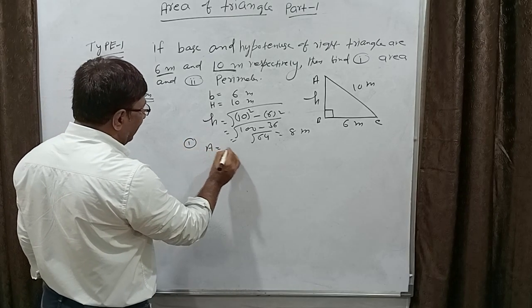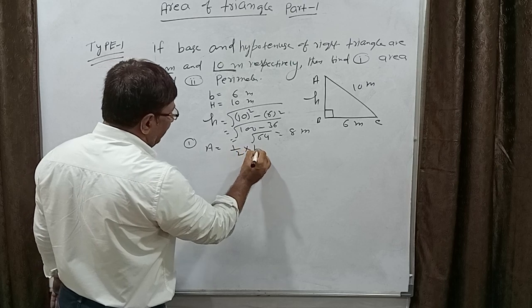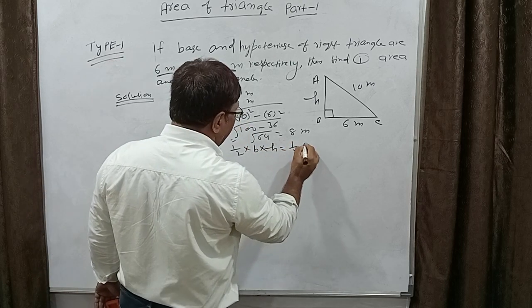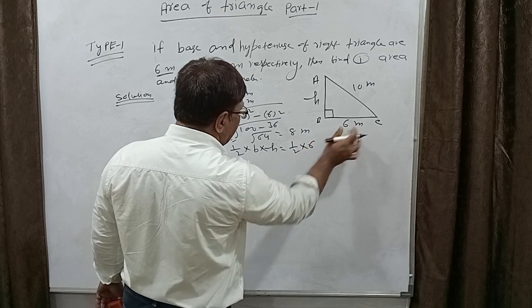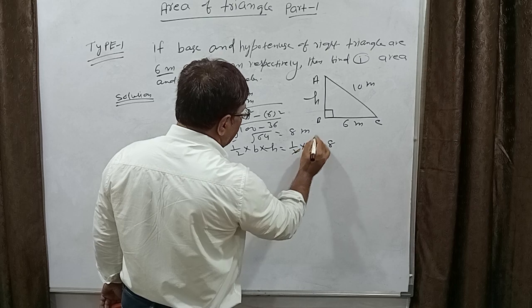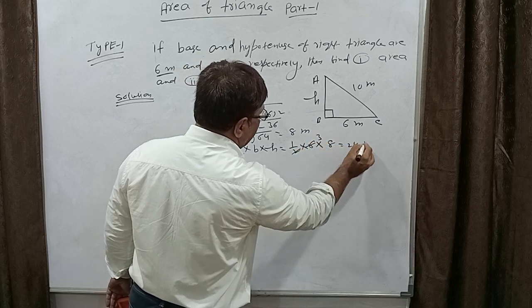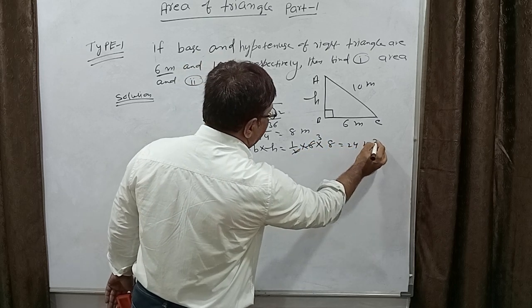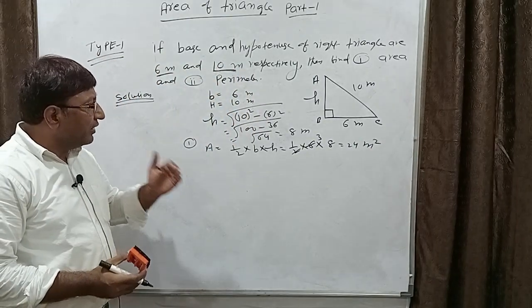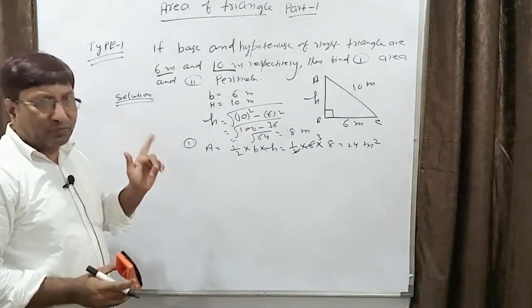Now the first question is: we need the area. Area is half base into height. So half multiplied by base 6 and height we have found, 8. Two threes are 6, eight threes are 24. Area is in unit meter square. So our answer for the first part is 24 meter square.